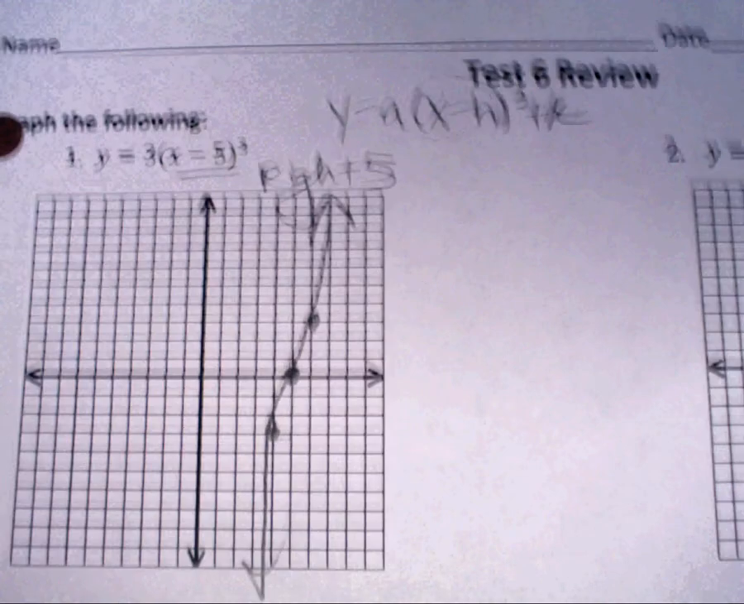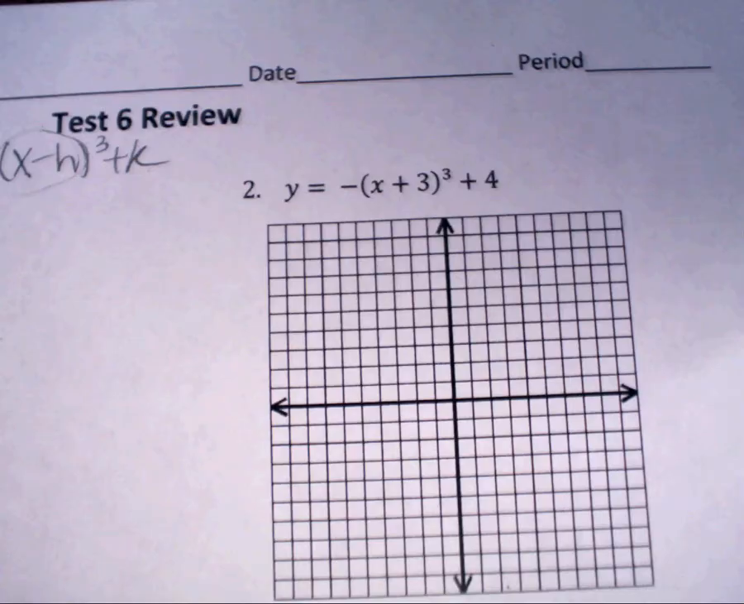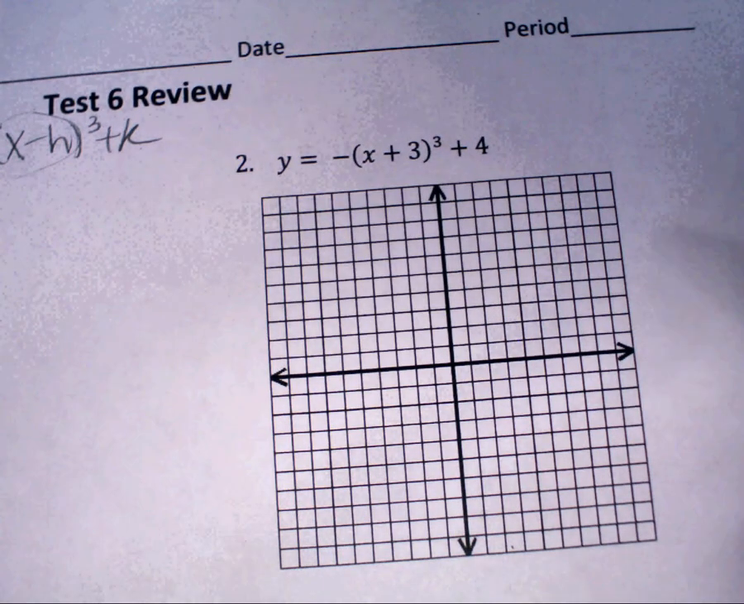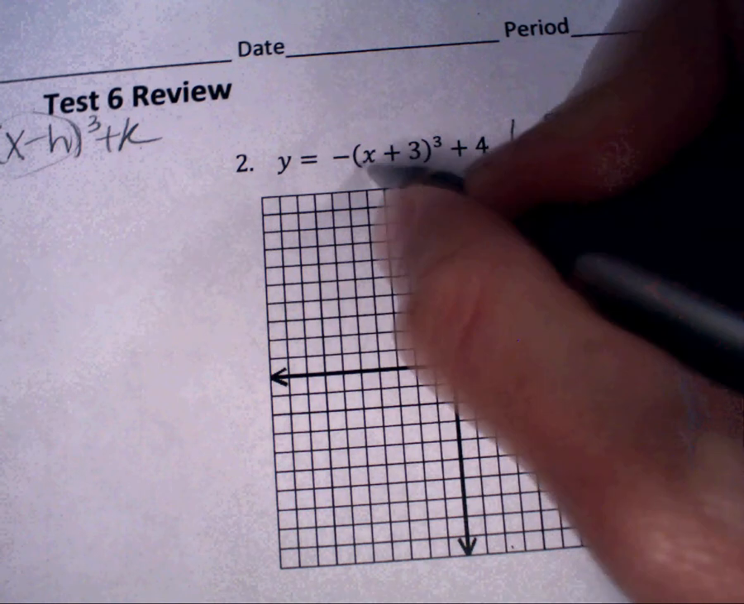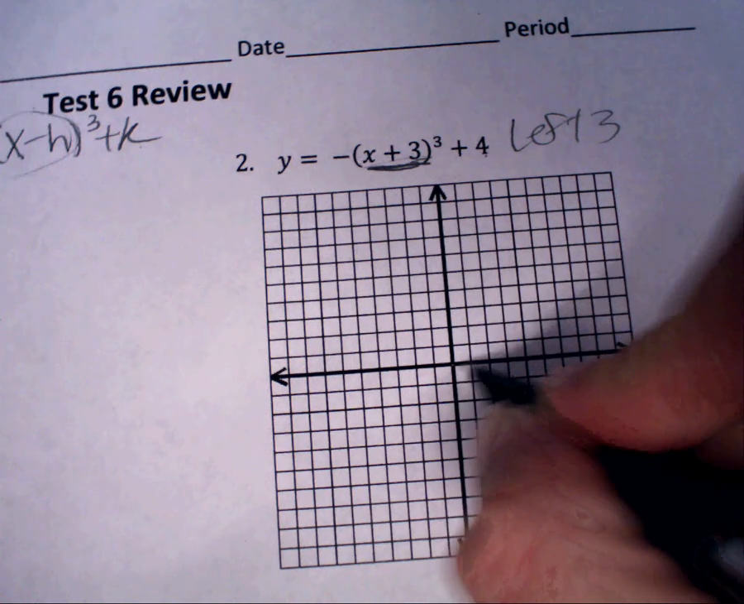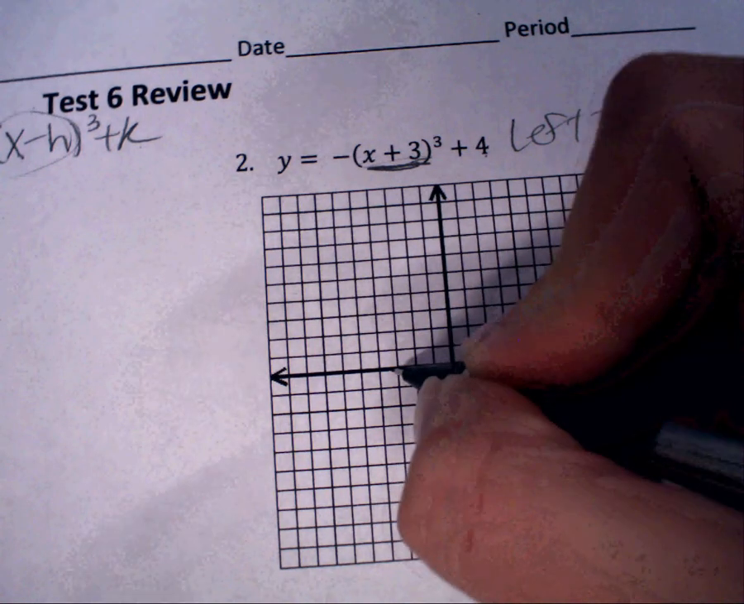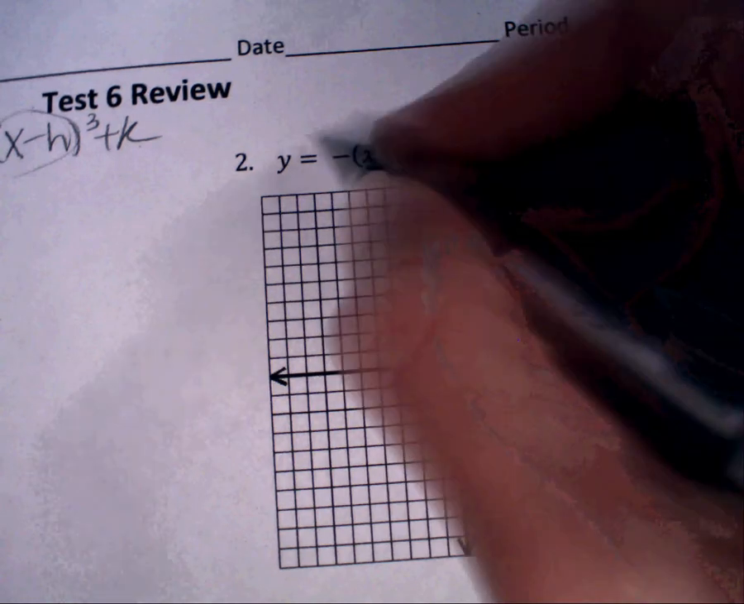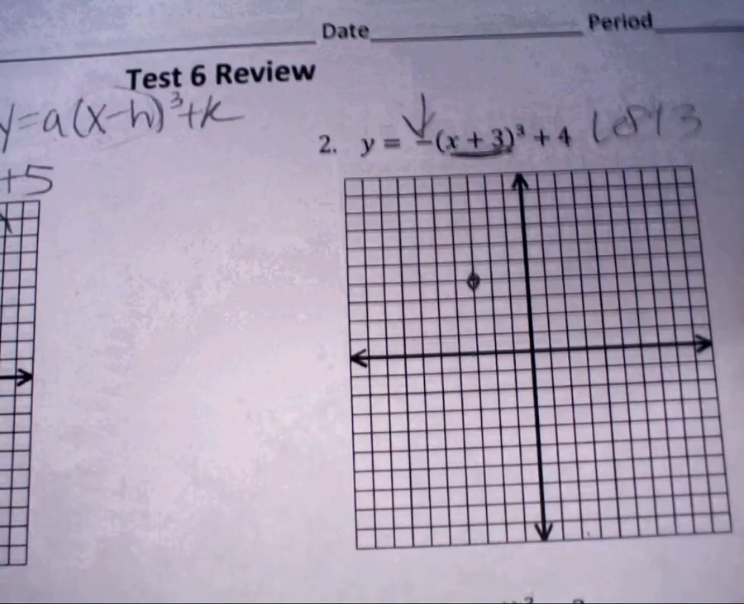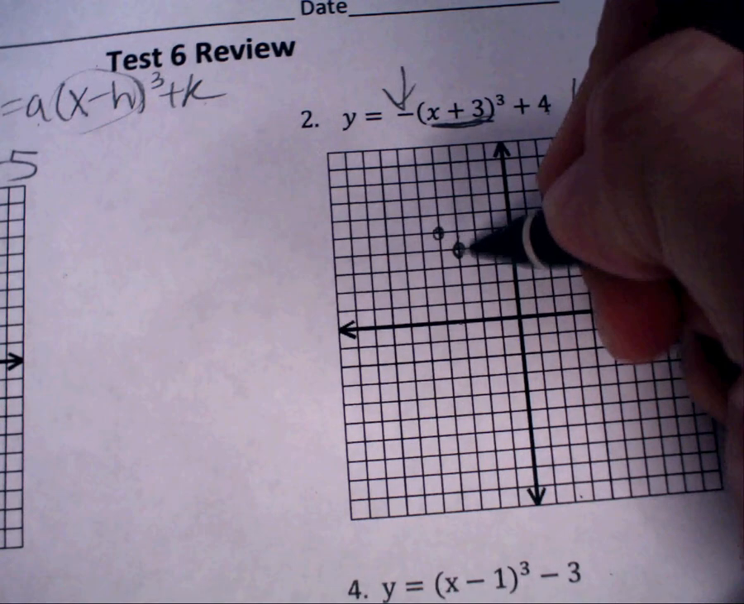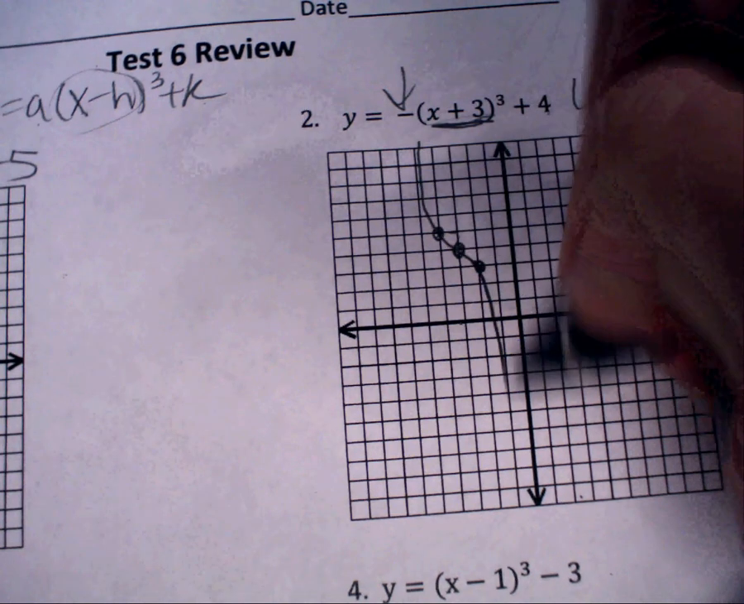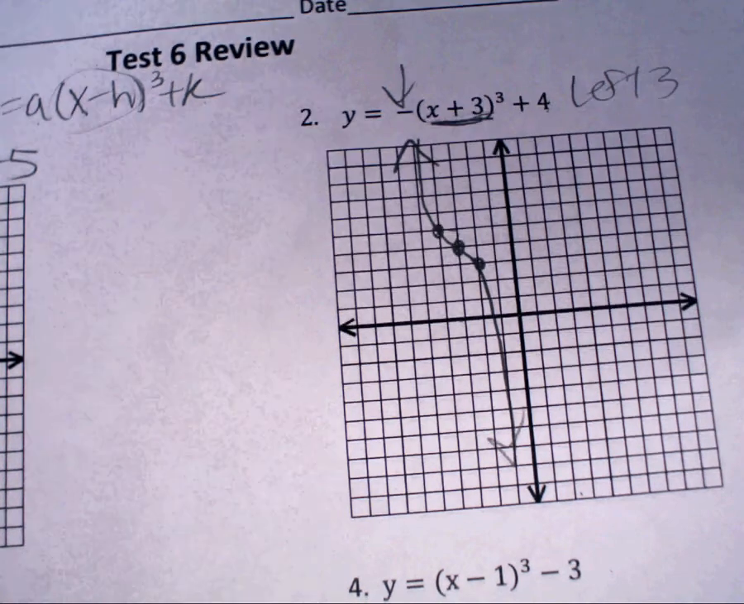Alright, so number 2, I want to do the same thing. So this one means I go left 3, lies to you, up 4. So from 0, 0, I go left 3, up 4. And then the negative out front means that the S will not go this way, but it'll go the other way. And so the points go up 1 over 1 this way and down 1 over 1 this way, because that negative makes it reflect.